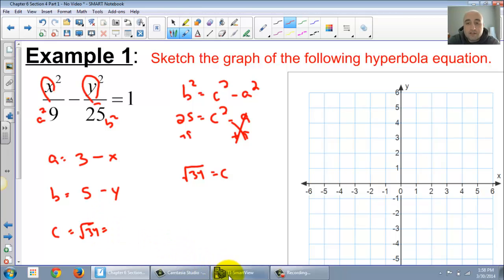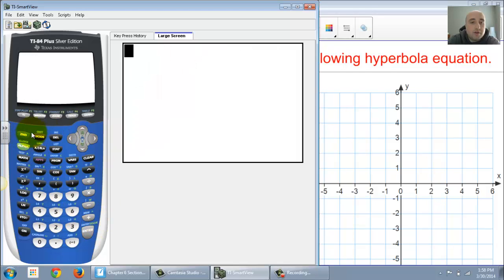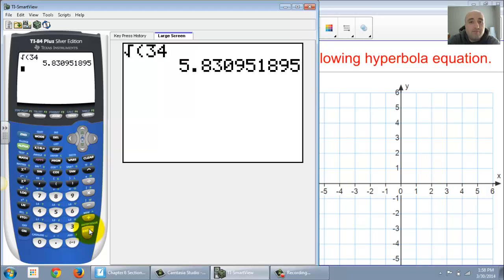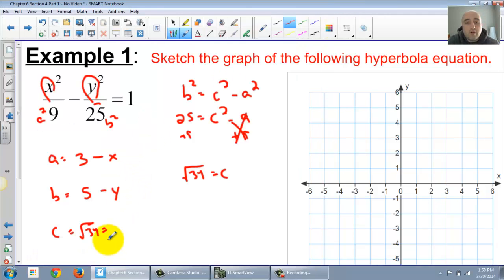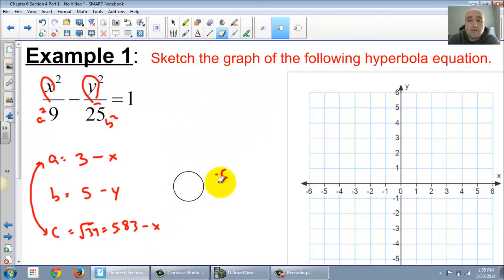Let's figure out what that is as a decimal. The square root of 34 is 5.83. And remember, a always goes with c. So if we're on the x-axis for a, we're going to be on the x-axis for c. I'm going to get rid of this right now. We don't need this anymore.